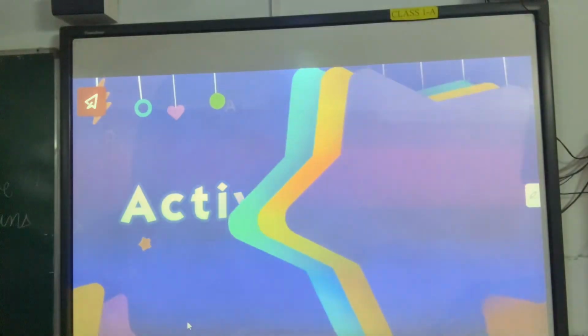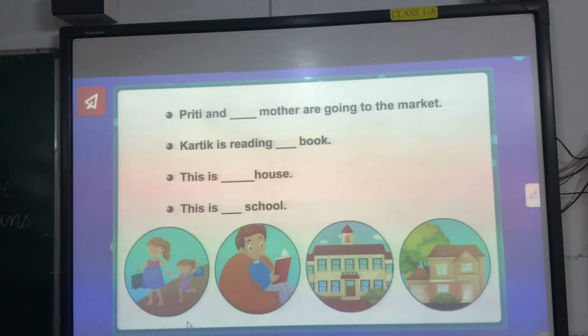Activity time. Look at the clips and fill in the blanks using the correct possessive adjectives.